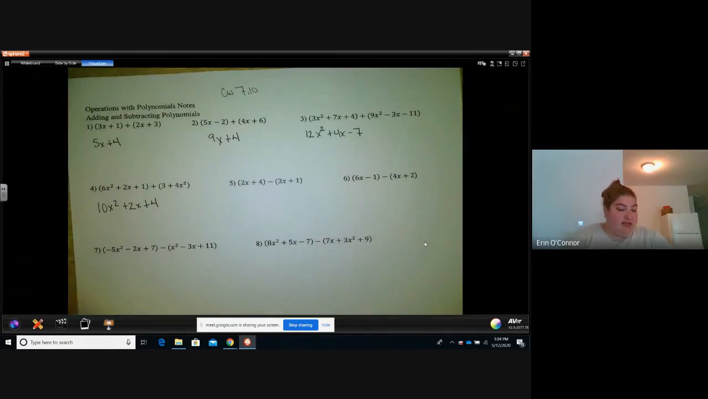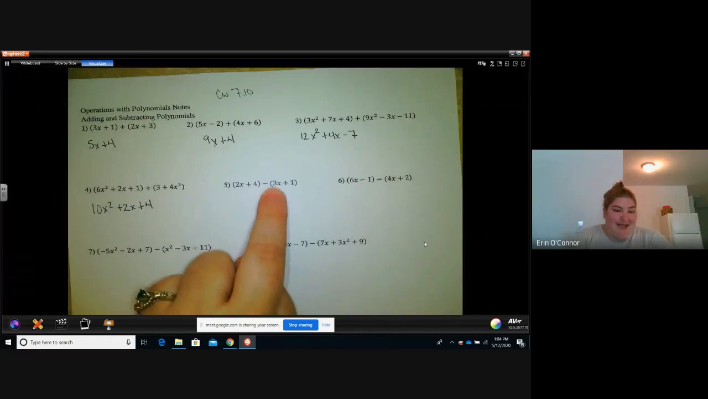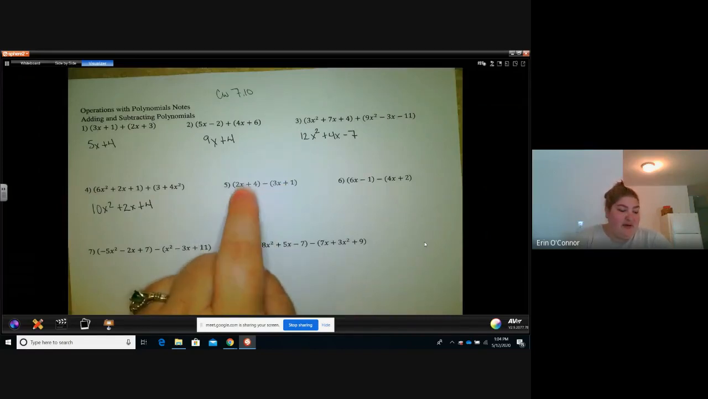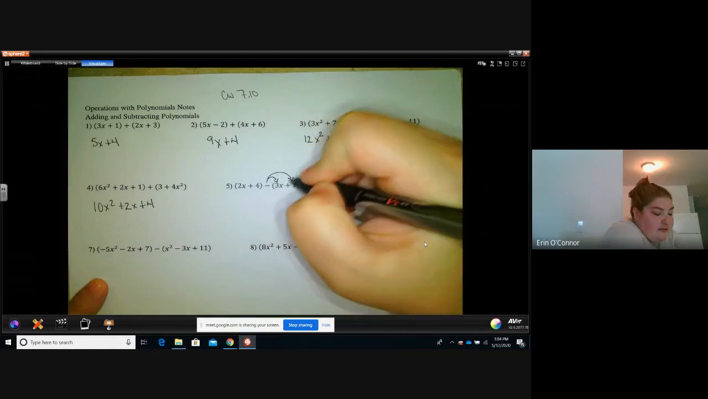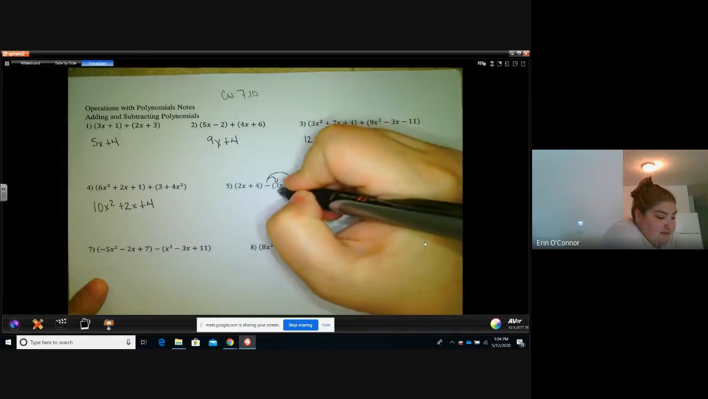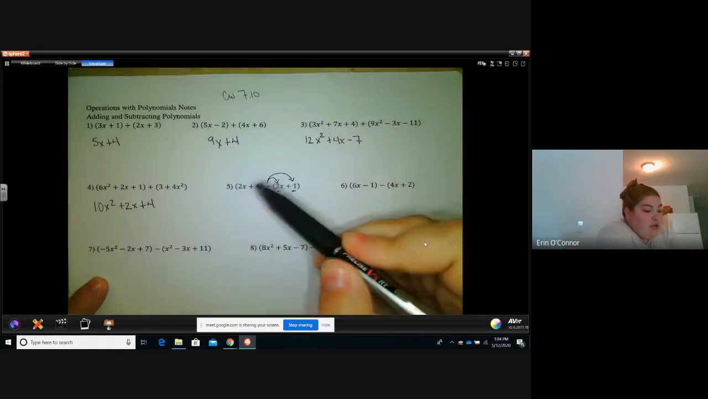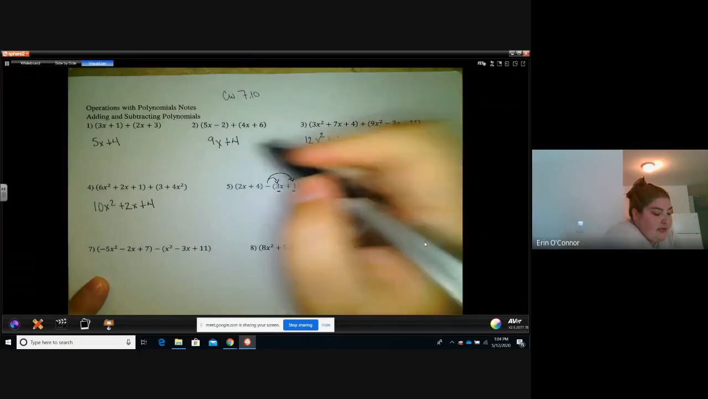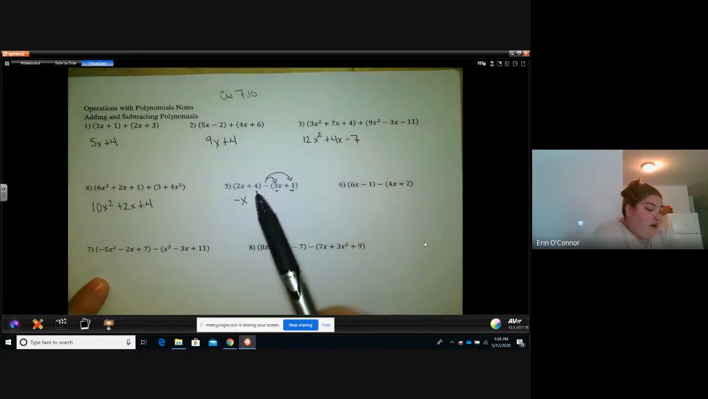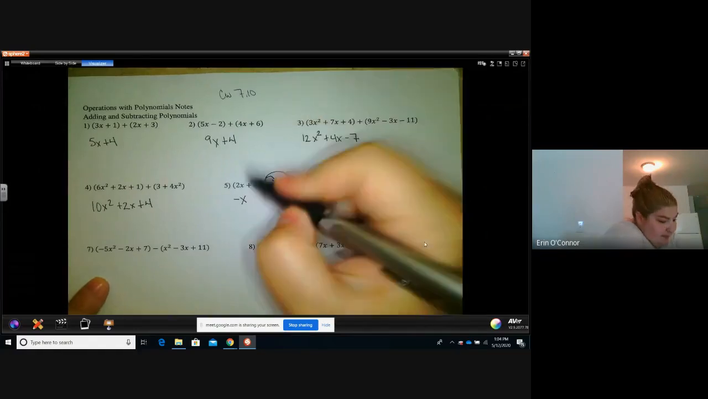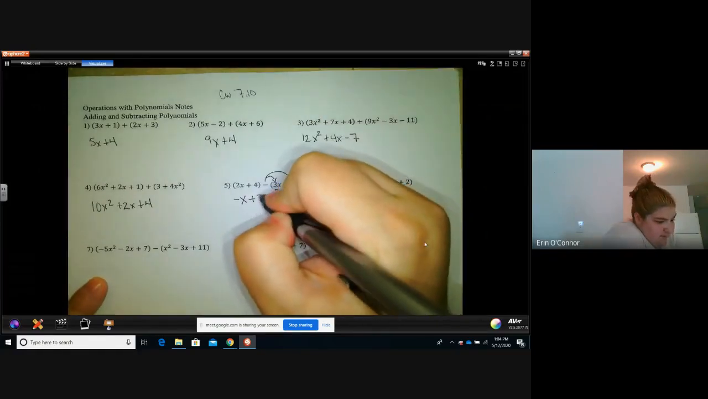Now, when subtracting, we have to be a little bit careful because this subtraction sign negates everything in these parentheses. So this is like 2x minus 3x. So what I do is I always distribute the negative. And so I know this is negative and this is negative. So 2x minus 3x is negative x or negative 1x. And 4 minus 1 is 3. It's a positive 3.